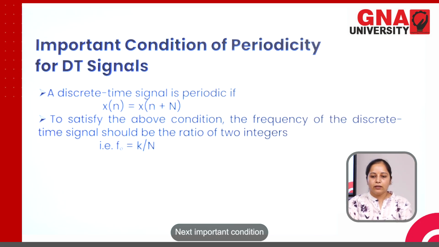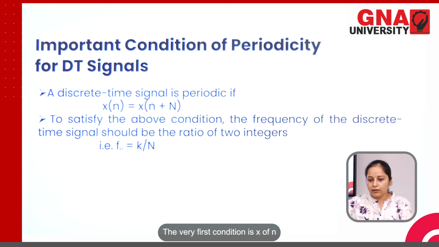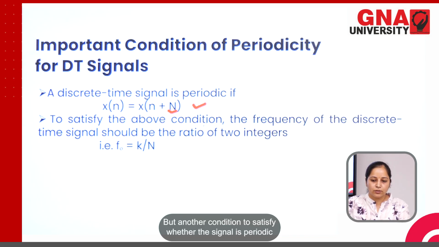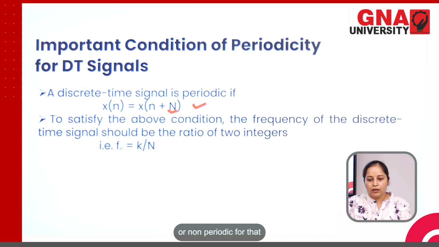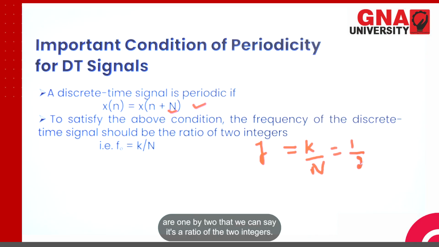Next, the important condition of periodicity for discrete time signals. The very first condition is x of n must be equal to x of n plus capital N, where capital N is a fixed period or fundamental period. But another condition to satisfy whether the signal is periodic or non-periodic is that the frequency should be a ratio of two integers, that is k by N. Suppose the ratio of two integers is 1 by 2, then we can say it's a ratio of two integers, that means the signal is periodic.